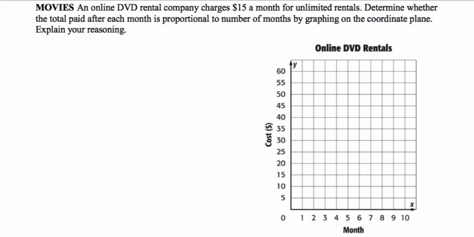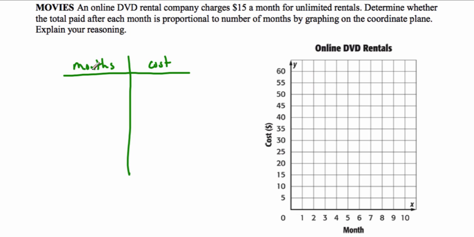So last one. This time we're going to need to do a little bit of the busy work for ourselves. It says an online DVD rental company charges $15 a month for unlimited rentals. Determine whether the total paid each month is proportional to the number of months by graphing on the coordinate plane. So let's make a quick chart just to organize our information.